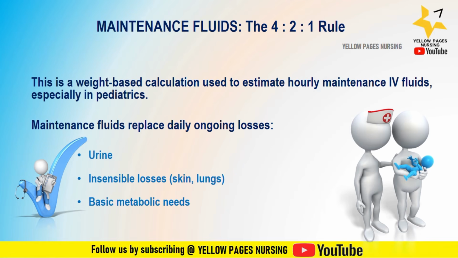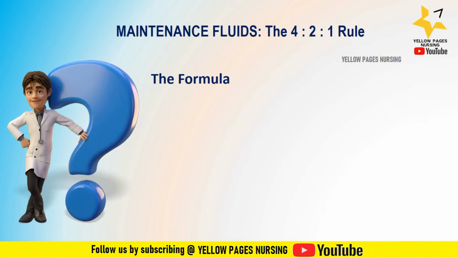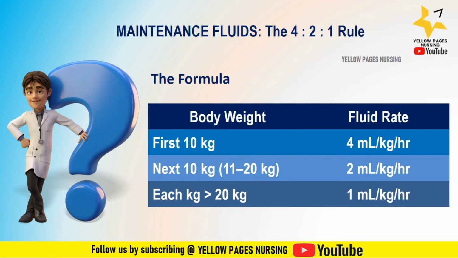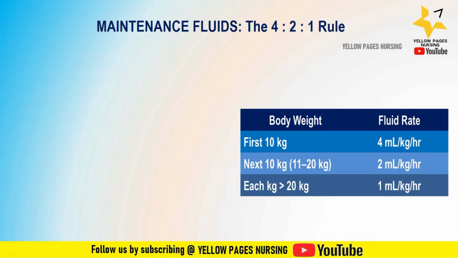In the 4-2-1 rule, the formula is usually calculated based on body weight and the fluid rate. For the first 10 kilograms, the fluid rate will be 4 ml per kilogram per hour. And for the next 10 kilograms, that is from 11 to 20 kilograms, it will be 2 ml per kilogram per hour. And then onwards, for each kilogram more than 20 kg, it will be 1 ml per kilogram per hour. It is the standard formula used to determine the hourly maintenance fluid rate for a patient based on their weight in kilograms.